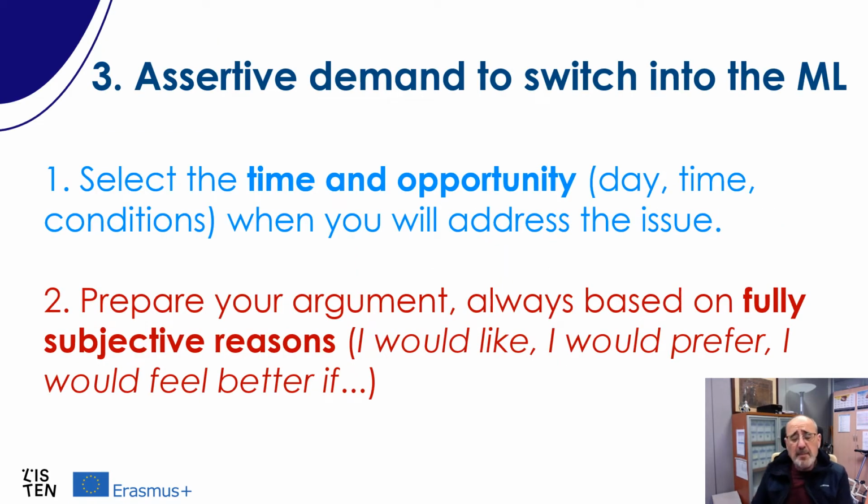Then the next step would be to formulate an assertive demand to switch into the minoritized language. So let's say you've identified someone who's able to speak your own minoritized language, although you have been communicating through the dominant language for years. So you've got to select the time and opportunity to bring up the issue. It's not believable that you will just start speaking a different language without a previous explanation.